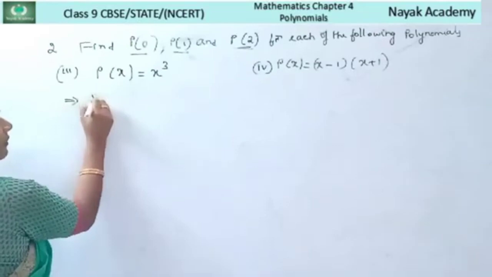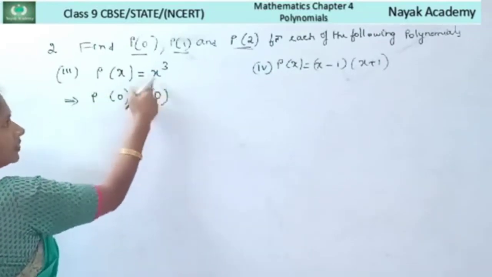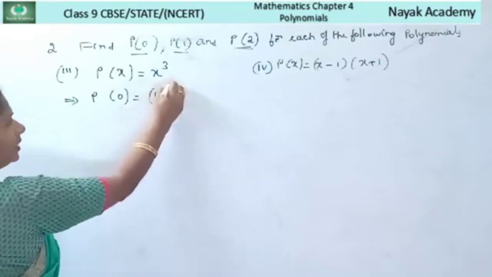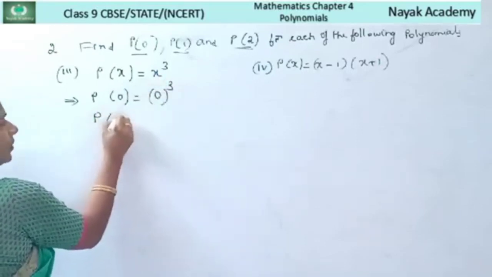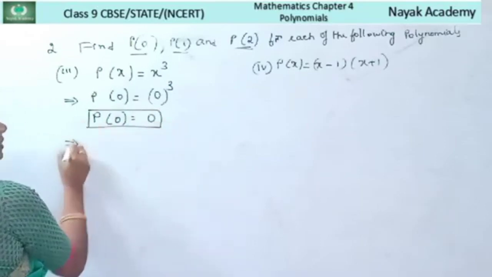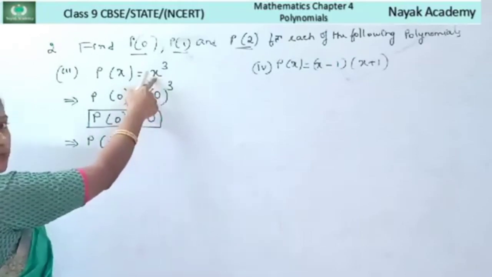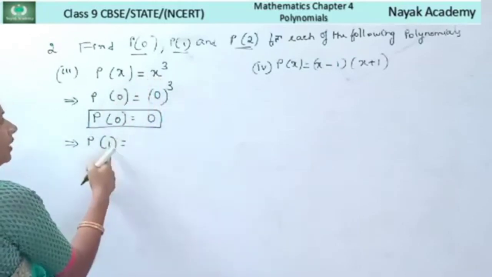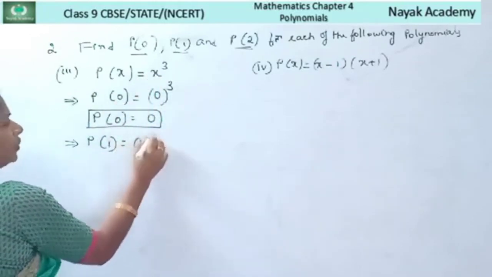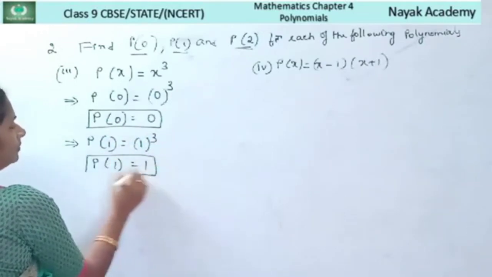Coming to the third problem, p of x is equal to x cube. Now let us find the value of p of 0. So in place of x, you substitute the value as 0. It is 0 cube. So p of 0 value is 0. Now let us find the value of p of 1. What we have to do, children? In place of x, we have to substitute the value of x as 1. So 1 cube. So p of 1 equals 1.